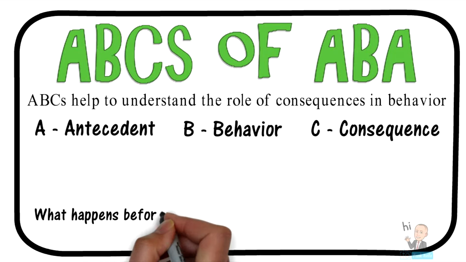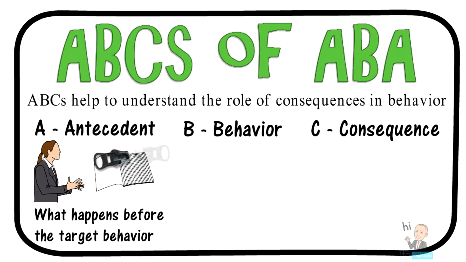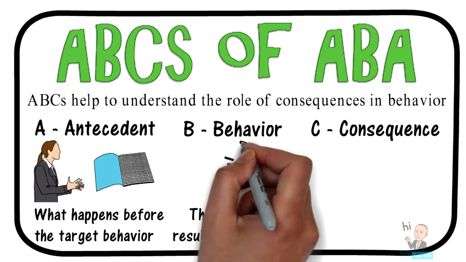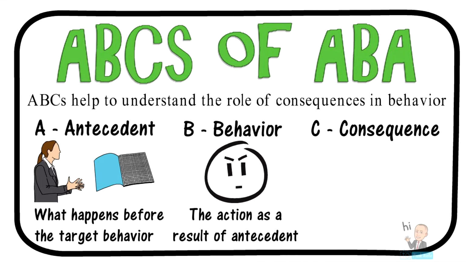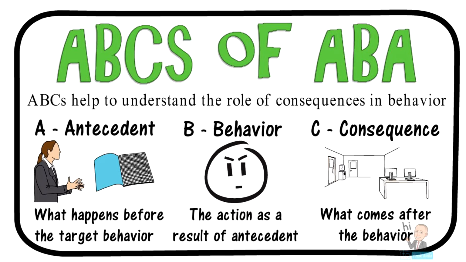The antecedent is what happens before the behavior. For example, first the teacher lectures, then assigns 5 pages of work. The behavior is the action as a result of the antecedent. So maybe the student yells at the teacher or a student. And the consequence is what comes after the behavior. So the teacher sends the student to the guidance counselor's office as a result of the yelling.